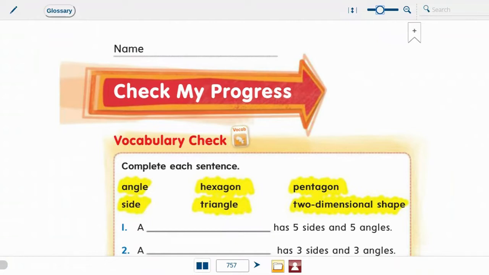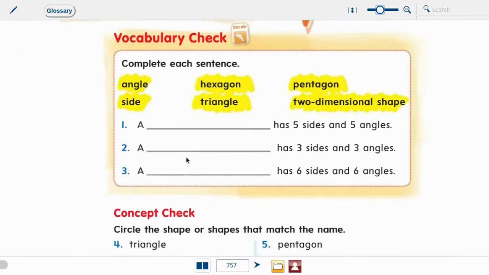Now, today we're going to be on page 757. So if you go ahead and open up your books to page 757. And what I want you to do today is complete this part. So we've got complete each sentence. You've got to read the sentence. A blank has five sides and five angles. And you've got to choose the ones that are up here.